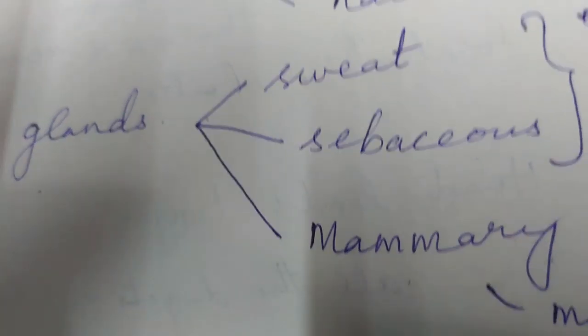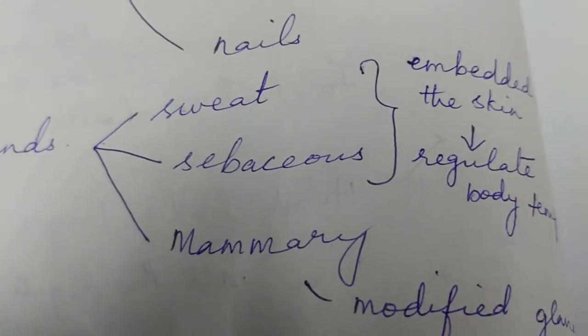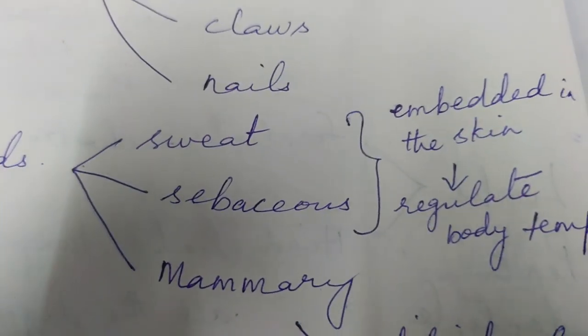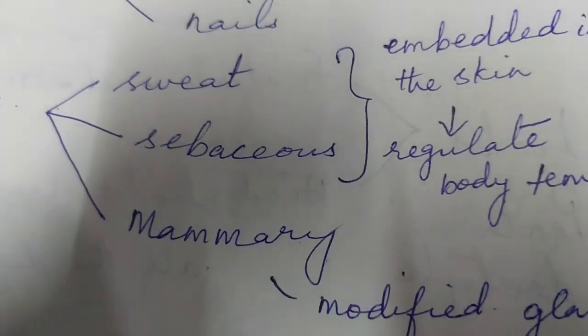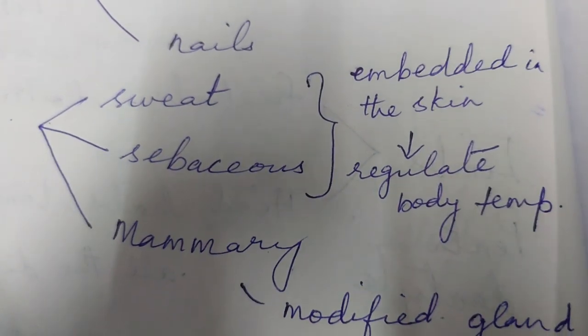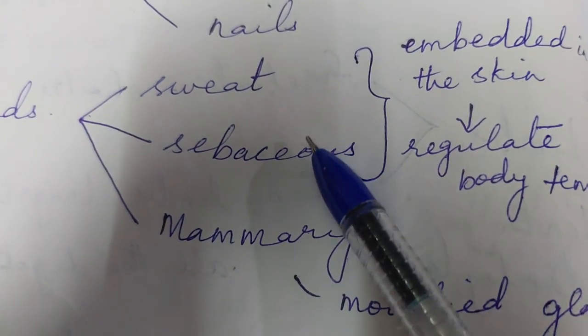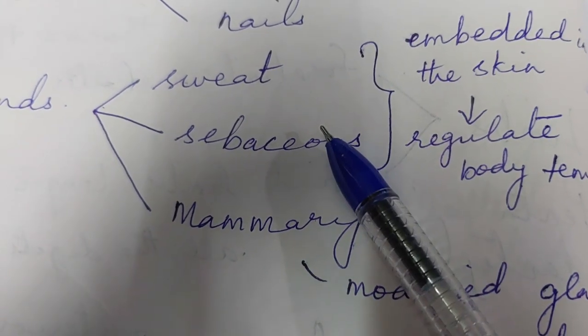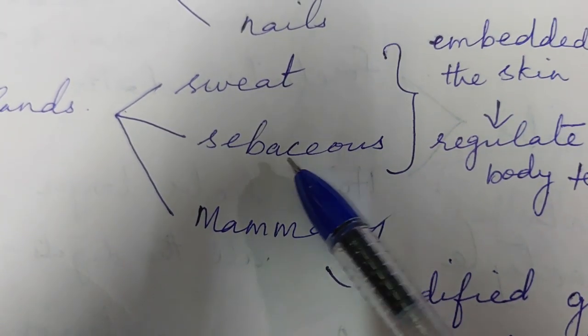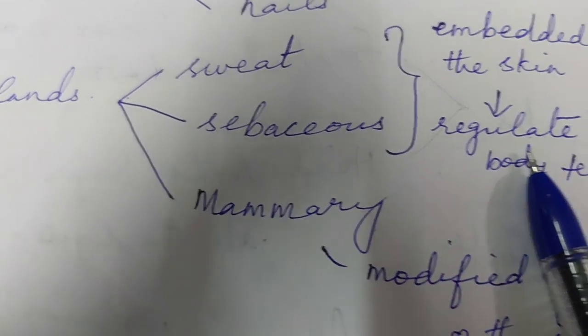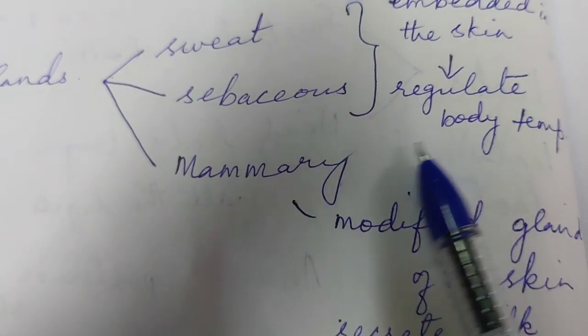What about the speciality of these glands actually? Sweat glands and sebaceous glands are embedded in the skin and they regulate the body temperature. So both the sweat gland and the sebaceous gland are embedded. What do you mean by embedded? Embedded in the skin, and the function is to regulate the body temperature.